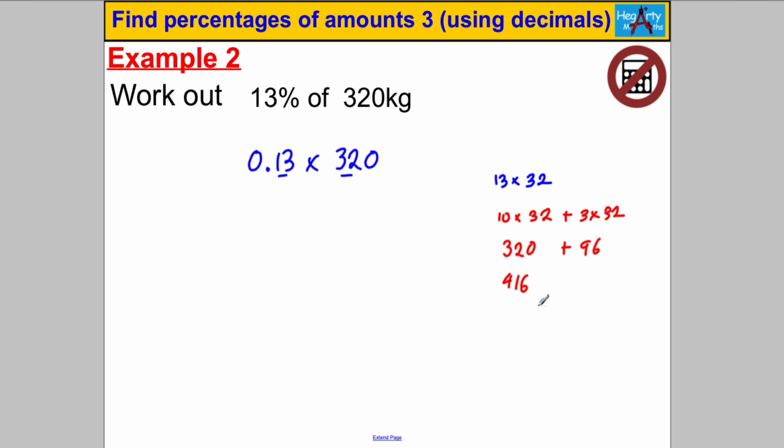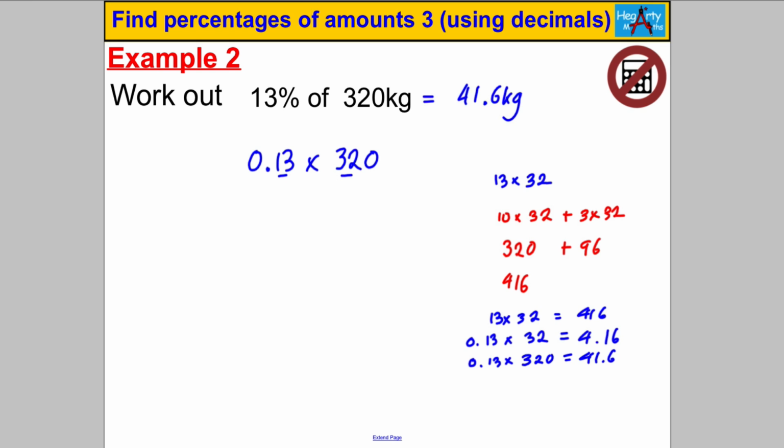Right, so what have we got as our fact? We've got that 13 multiplied by 32 is 416. So 0.13 multiplied by 32 is 100 times smaller. Divide this by 100, 4.16. And 0.13 multiplied by, now we want 320, so we just need to make the 32 10 times bigger. So times that by 10, it will make our answer bigger by 10, 41.6. So go up here and we can say our answer is therefore equal to 41.6 kilograms. And there you go, a complicated percentages problem we've done without a calculator and using decimals.